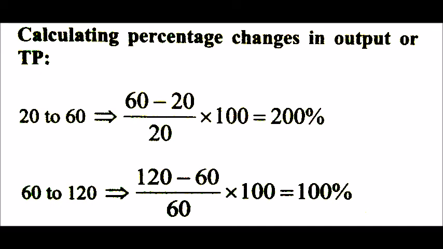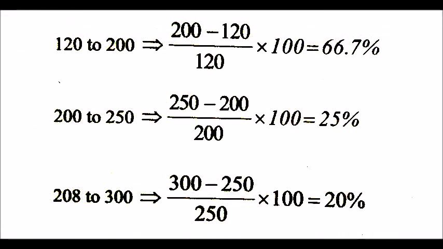Then you calculate for 60 to 120. That is 120 minus 60 divided by 60 times 100, you get 100%. Then from 120 to 200: 200 minus 120 divided by 120 times 100, you get 66.7%. Then from 200 to 250: 250 minus 200 divided by 200 times 100, you get 25%. Then from 250 to 300: 300 minus 250 divided by 250 times 100, you get 20%.